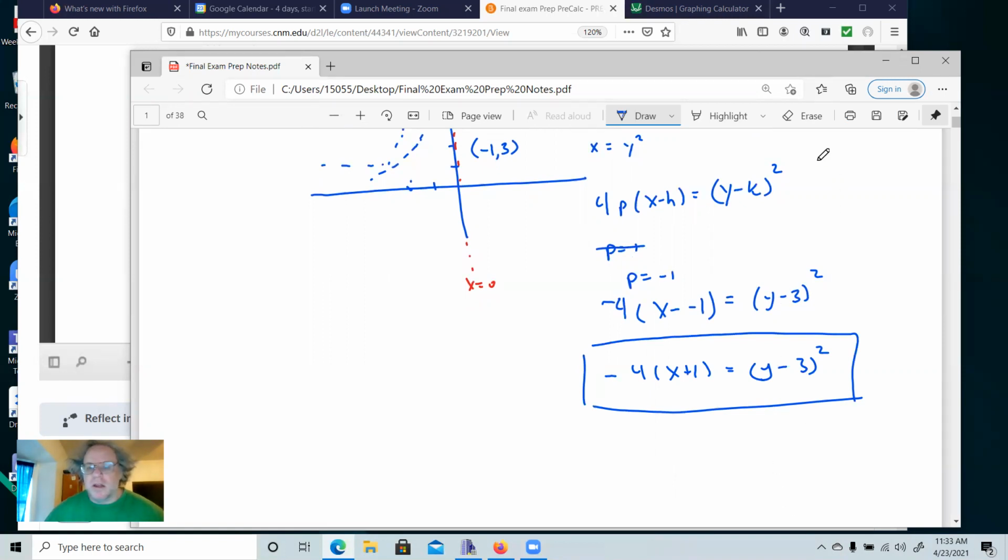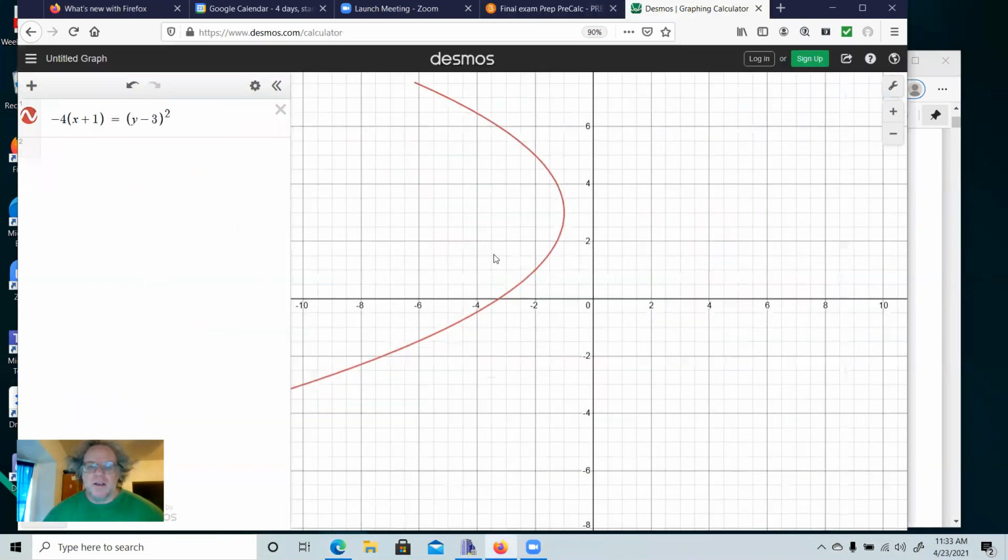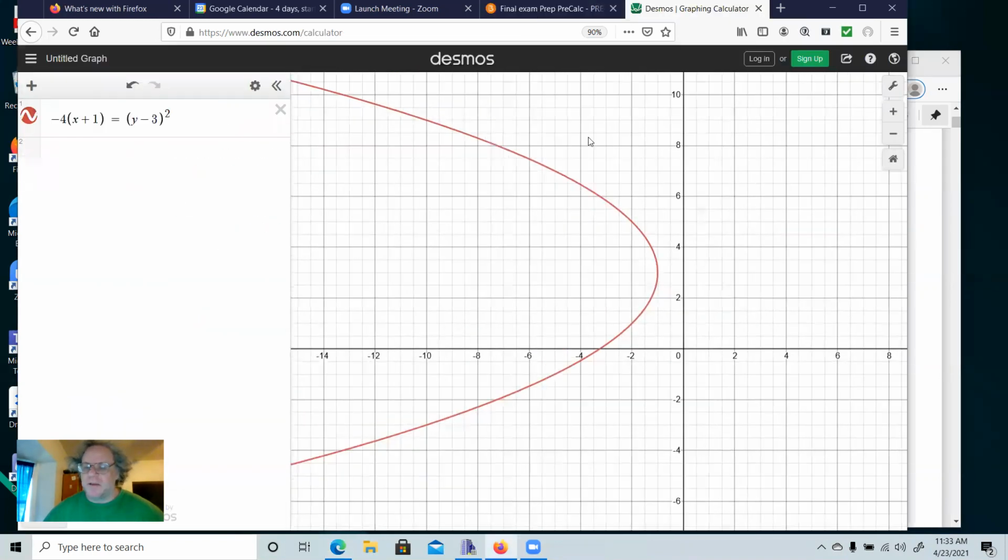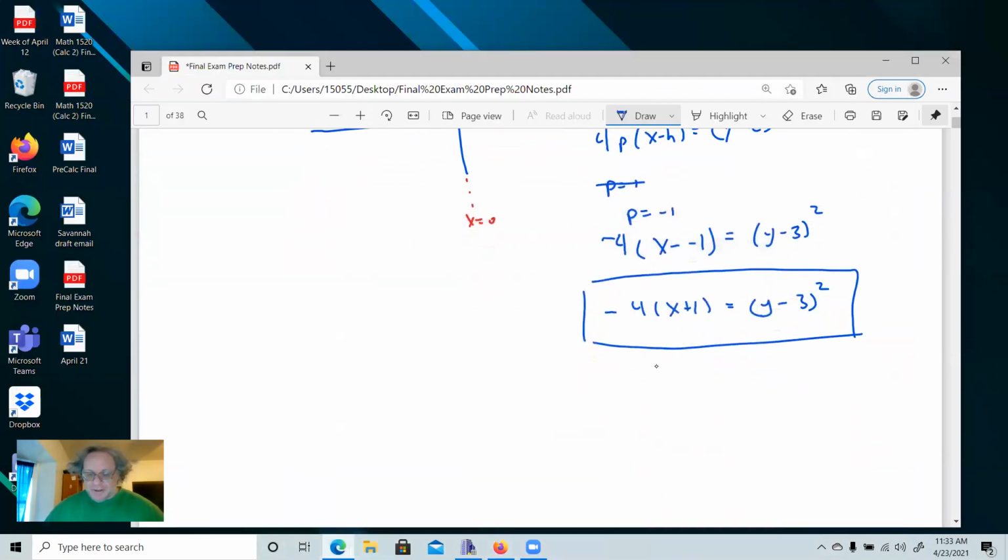I took the luxury of graphing this for us. Yeah, we have a focus here, and the directrix. So we're looking pretty good here. So that's the standard equation of the parabola.